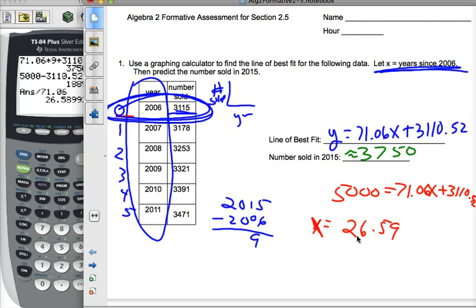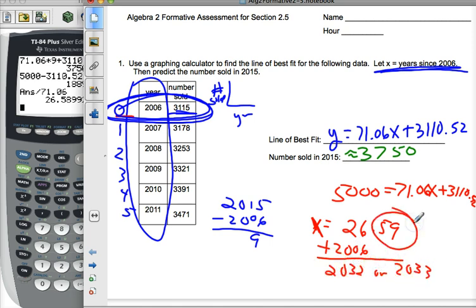So I've got to add that to 2006 to get my answer. And see, it's 2032, or I could take the answer 2033 because you got that extra almost 0.6. So it's somewhere in there, 2032, 2033. It would happen some months in.